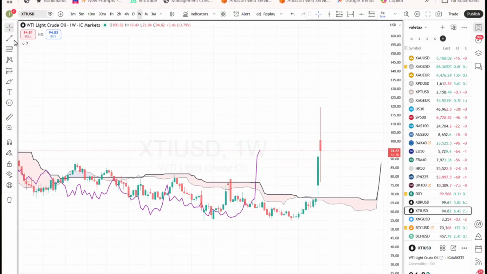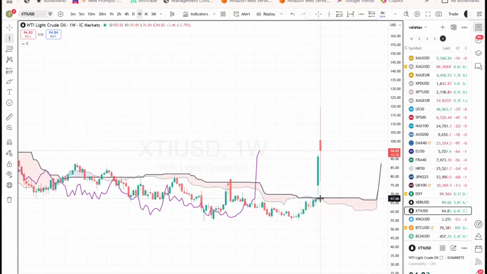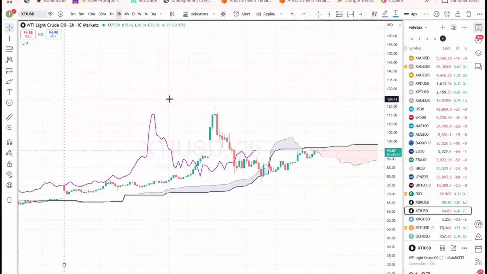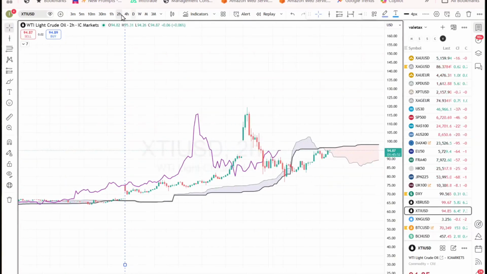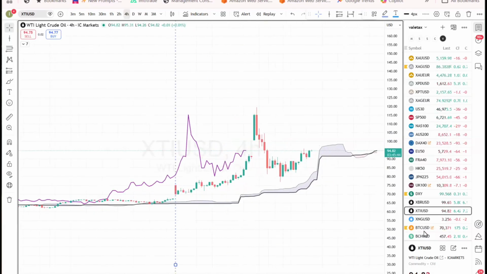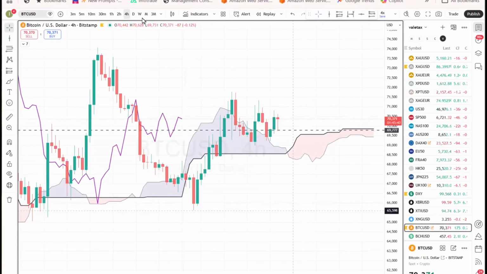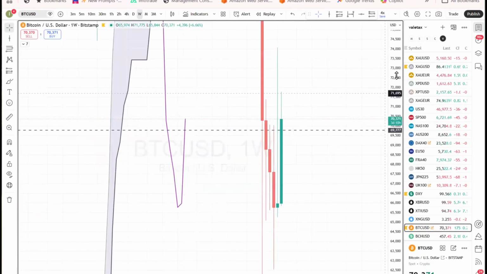So if you come in here and draw a line right about here, this is when it went bullish. So this is when, on the lower time frames, you start looking for opportunities that are above the cloud and so forth. That's how you want to trade this. Crude oil is not the best example right now due to the gap. Let's look at Bitcoin right now, and we could see how it's doing.